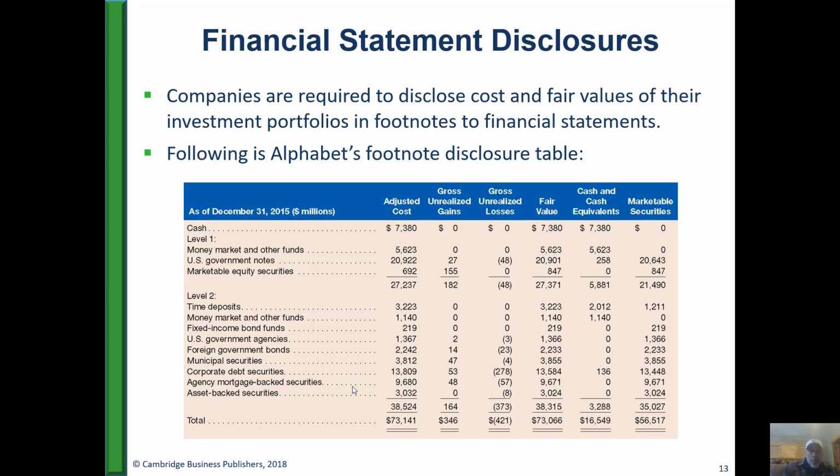This is Alphabet's disclosure for 2015, where they clearly detail all of their marketable securities and cash. Level 1, so you have money market, U.S. government, marketable equity securities, and then Level 2. So these are maybe a little bit less liquid, maybe the market for these is not quite as clear, but most of them generally trade frequently enough for us to gain a level of assurance around what they're worth.